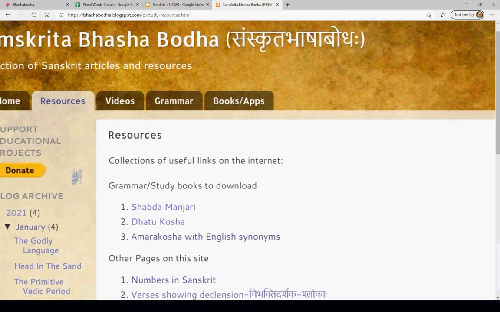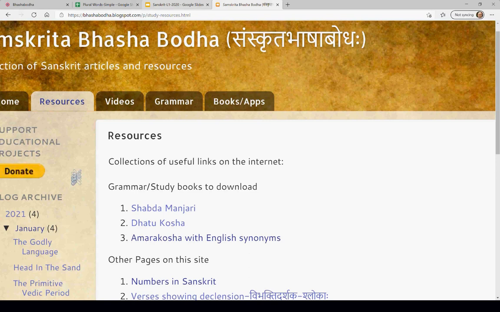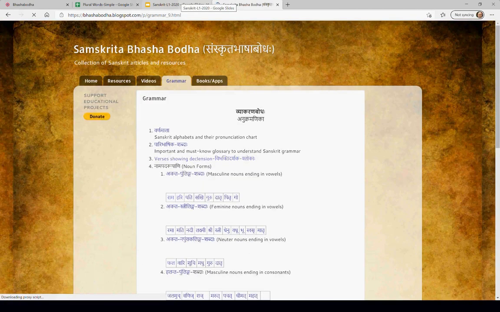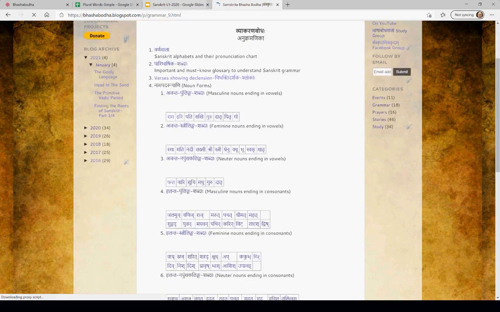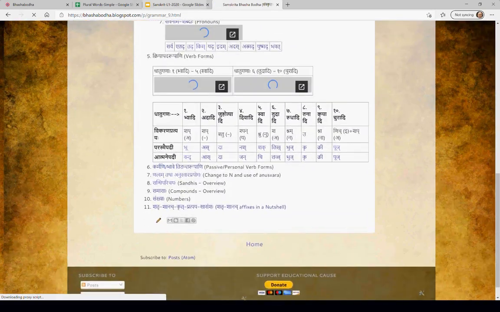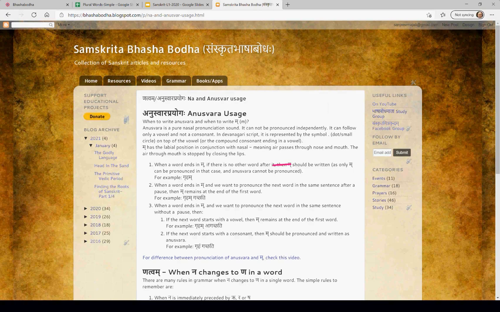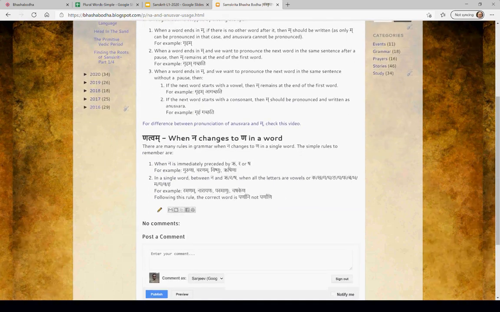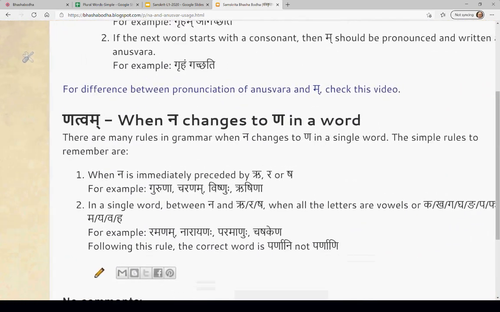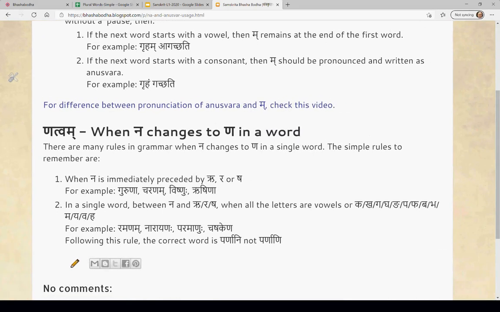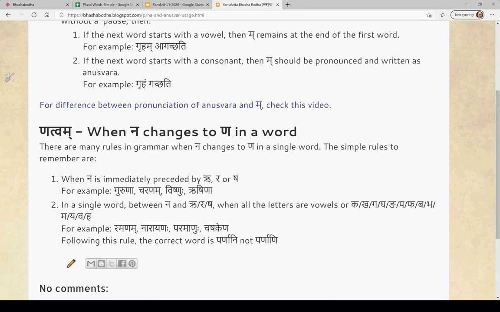You go to grammar, or maybe I sent it on WhatsApp, I think. Go to grammar on this, my blog site, and then scroll down to the bottom; there is a link here: Change to Na and use of Anuswara. So follow that link. Here there is some information. Scroll down here; there's a Natvam, when Na changes to Na in a word. There are many rules for when the Na changes to Na in a word.